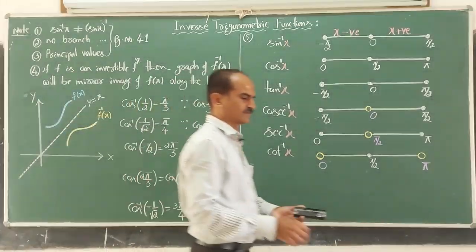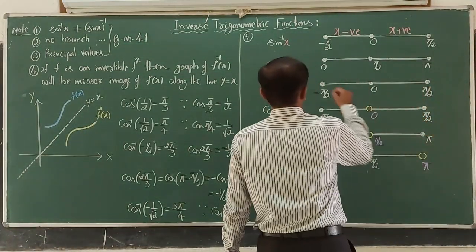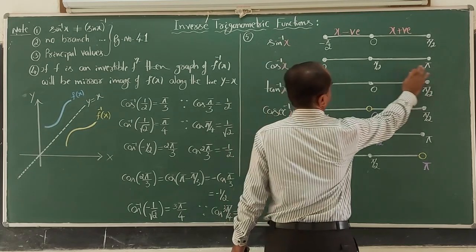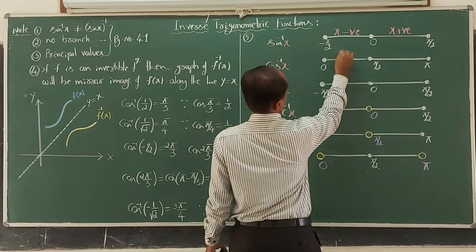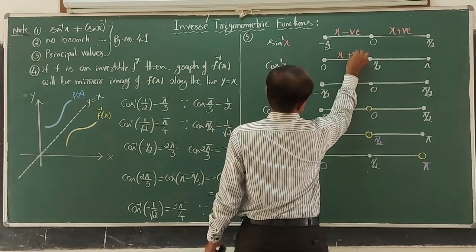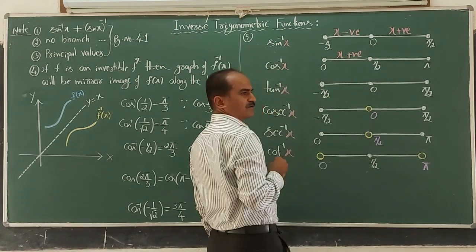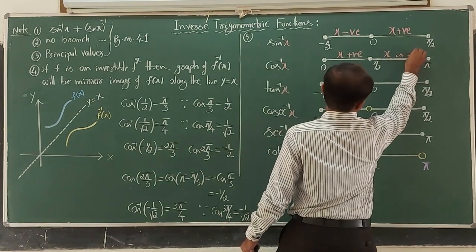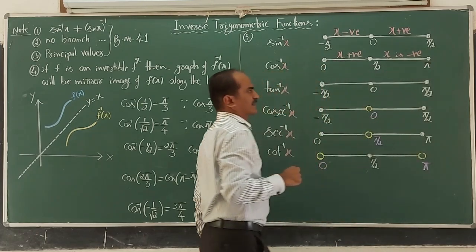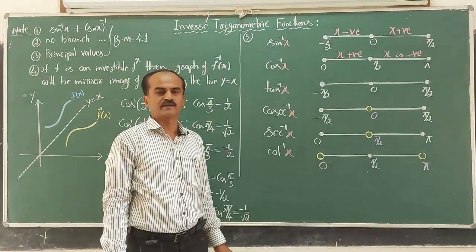So therefore, cos inverse x gives the angle in the interval 0, pi. When x is positive, it gives the angle in the range 0, pi by 2. When x is negative, it gives the angle in the range pi by 2 to pi.